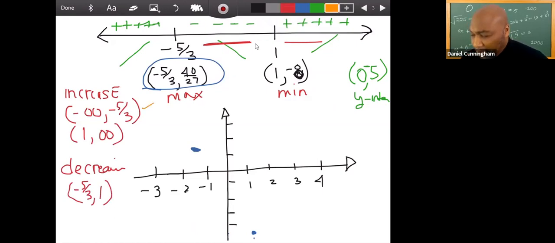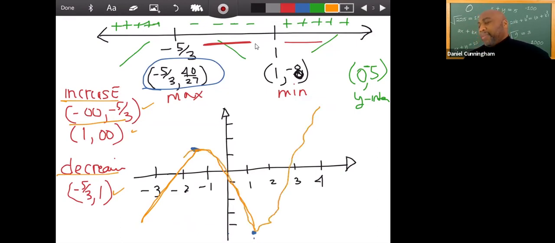So let's show that. So from -infinity to -5/3, the first increasing piece is going to be going in this direction. And then it's going to decrease. Again, decreasing goes here. And then it's going to go back to increasing back here. So our graph will look something like this. This would be a sketch of our graph.